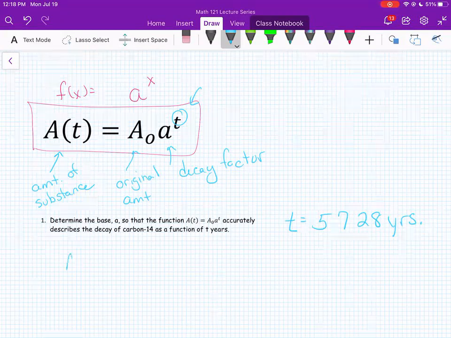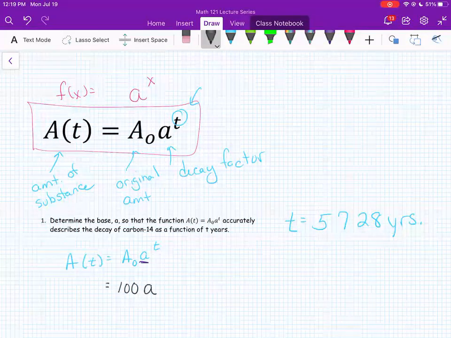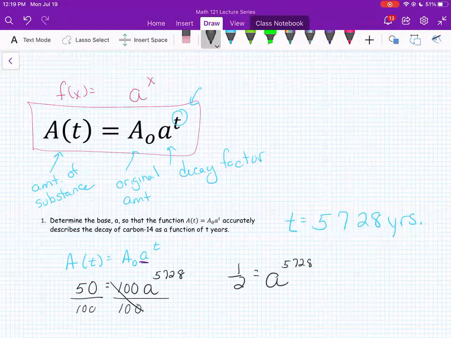We want to solve for the A value. So we're going to take this A of t is equal to A naught times a to the t power. We're trying to solve for a. Well, we know the half-life, so we can make up a number. For example, let's do the problem I just said. Let's consider that we start with 100 grams, and in one half-life, which is 5,728 years, there will only be 50 left. Dividing both sides by 100, we get that 1/2 is equal to a to the 5,728th power.